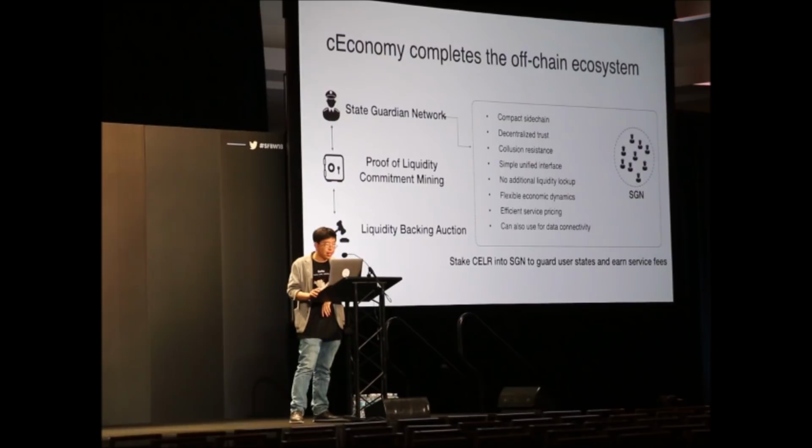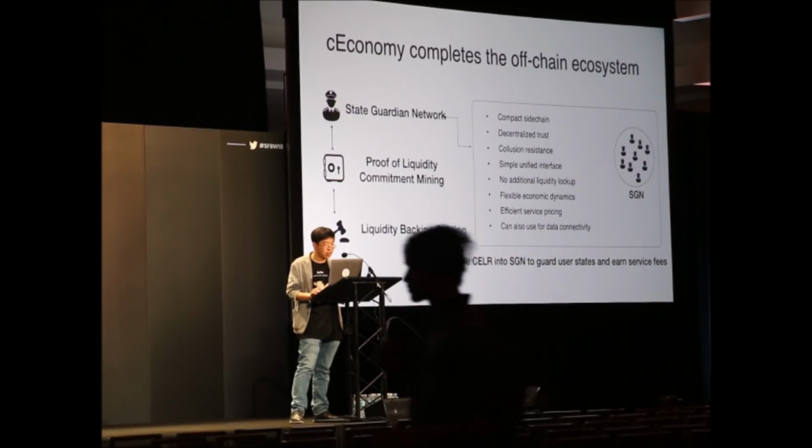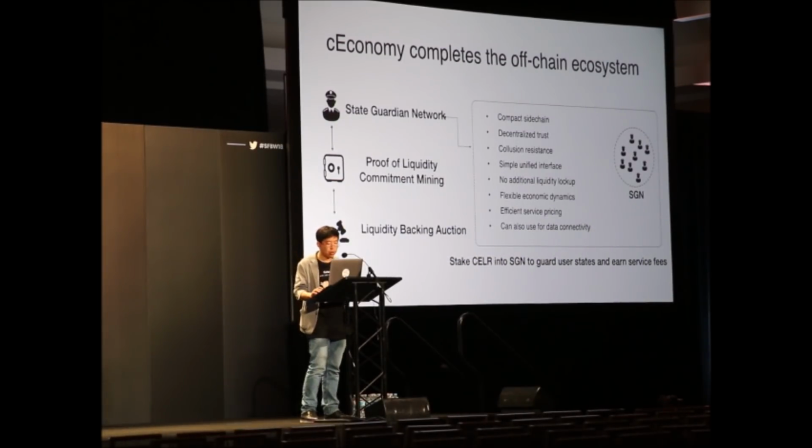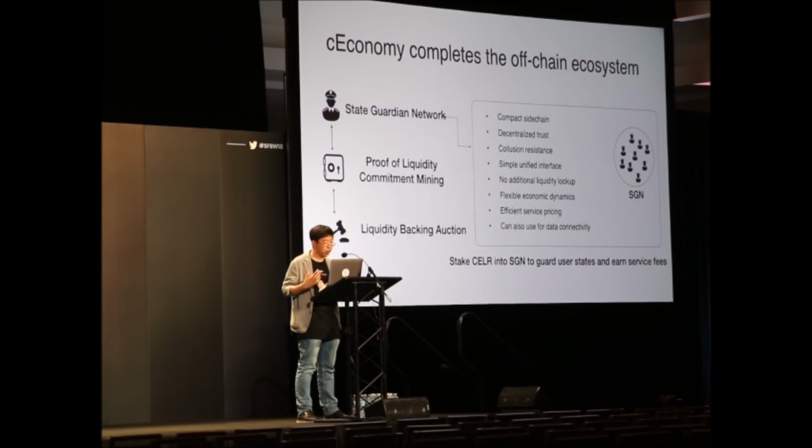So just to summarize that, we just talked about the State Guardian Network, which is a compact sidechain. It has decentralized trust. We have the collusion-resistant mechanism built in, so that only if all these selected State Guardians are actually malicious, the user's stake will be at risk. And it provides a very simple and unified interface. There's no additional liquidity lockup in this entire process because people are locking up the Celer token instead of the actual liquidity. And the Celer token is denominated as kind of like an income flow, or future income flow, for this State Guardian to do work.